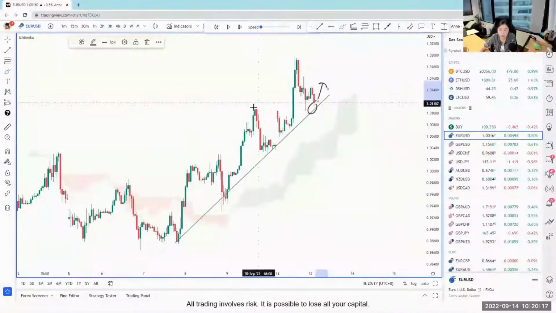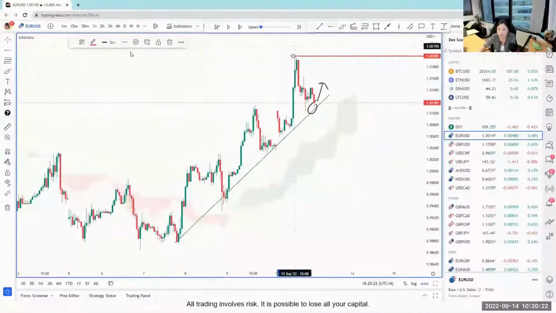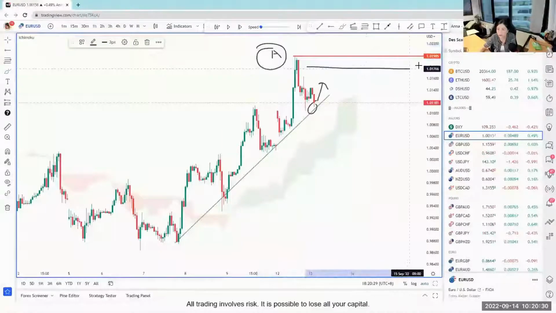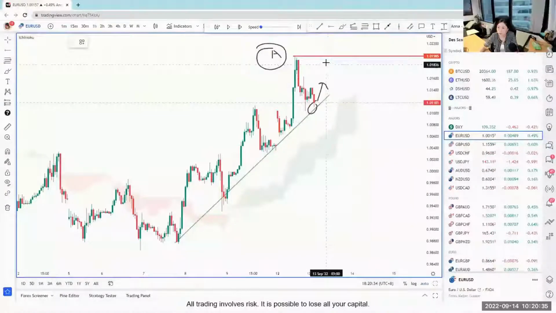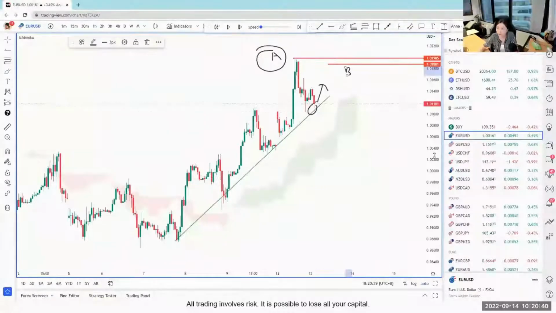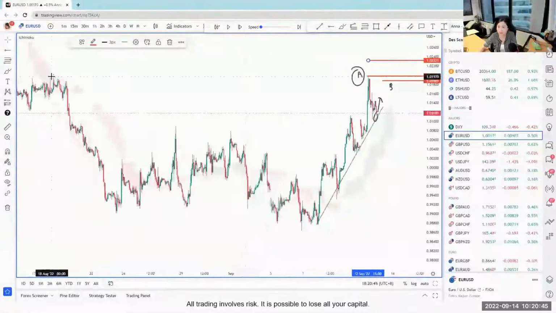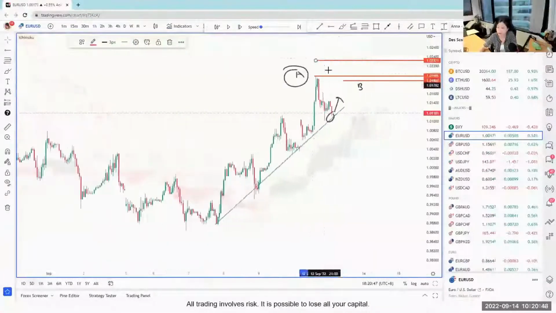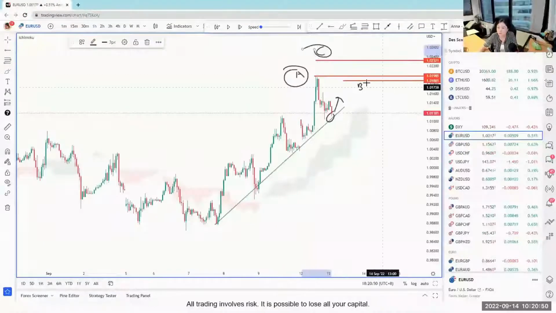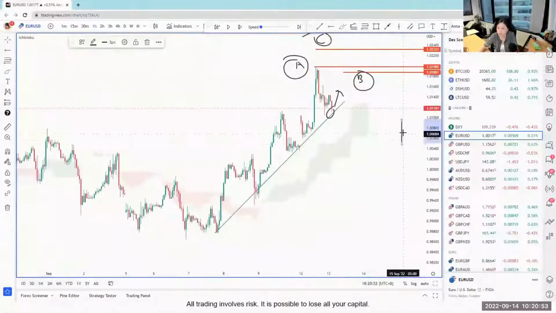Where should your take profit be? Should it be at A? Should it be at B? This is a bit messy, one second. Or should it be maybe C? Maybe here, C. A, B, or C? Where should your take profit be?